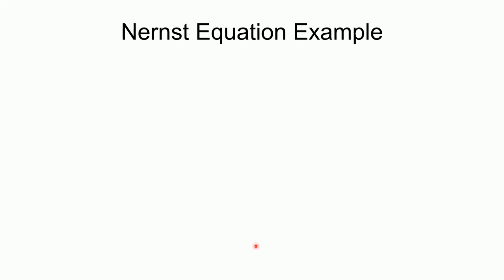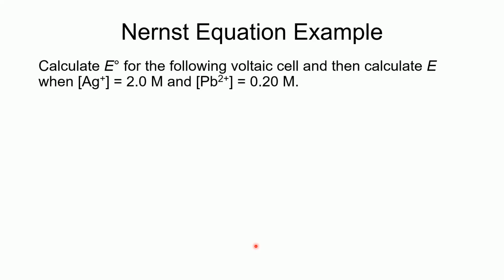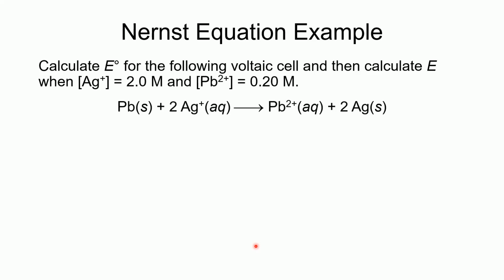So let's look at a Nernst equation example. For this one, I've chosen one that actually shows up in one of the labs. We don't use these numbers, but it does use the equation, so I find it useful to do this. Calculate E cell standard for the following Voltaic cell, and then calculate E when the silver concentration is 2 molar and the lead concentration is 0.2 molar. So here is our cell: lead solid plus 2 moles of silver ion gives us lead 2 ion plus 2 moles of silver.